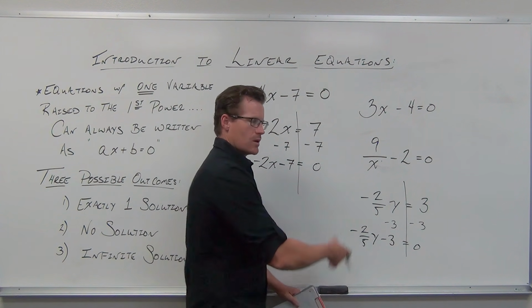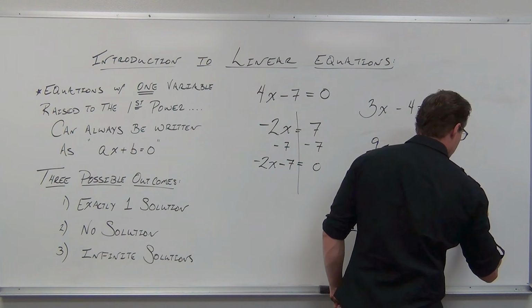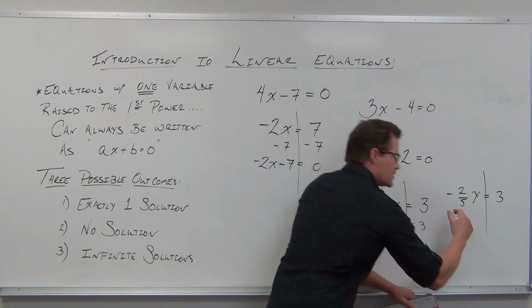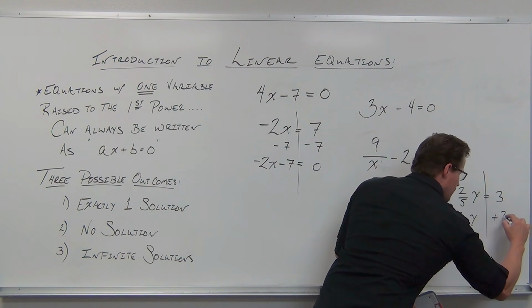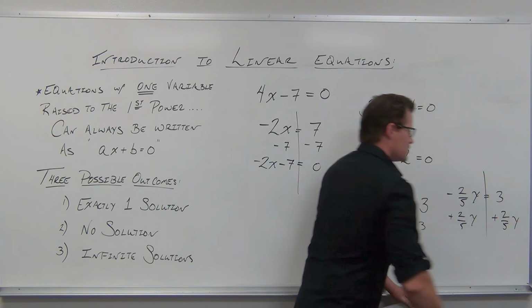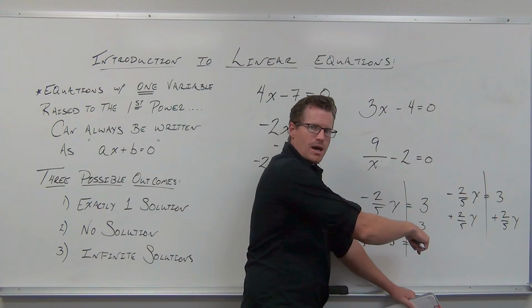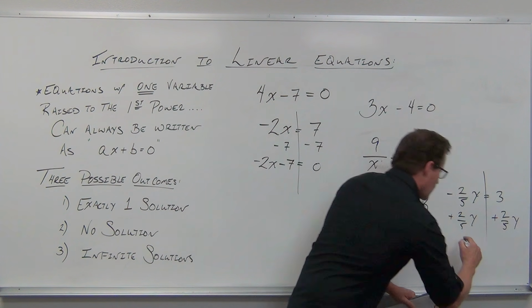Alternatively, the other way, you could add 2/5 y. Yeah, you gotta do it to both sides, it's necessary. Do it to both sides, but -2/5 y plus 2/5 y, hey, you're adding something to its opposite. You're going to get 0.